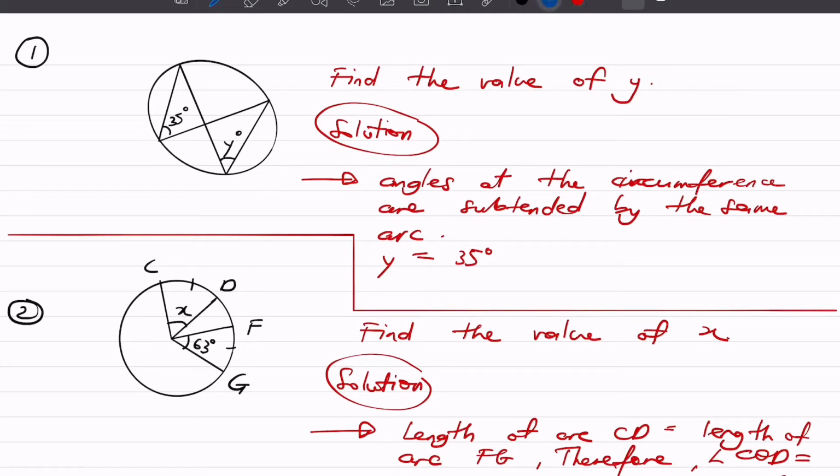Listen very carefully, they are asking for x, and x is the same as FG. The length of arc CD is the same as the length of arc FG, so the angle must be the same. So don't panic once you see the diagram. The diagram doesn't give anything regarding DF. You read the question first, and then answer it. So for this question, the answer is straightforward. So we have done 6.1, and I've done two examples on it.